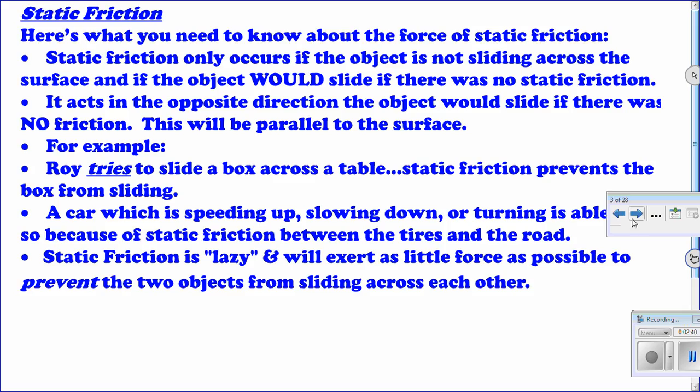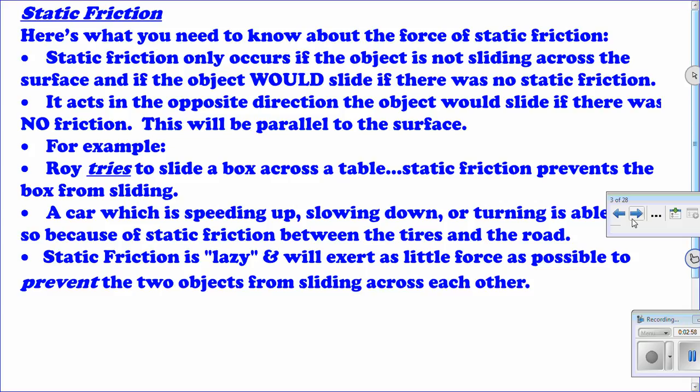All right, so static friction. Here's a whole bunch of stuff that you need to know about static friction. For whatever reason, whenever I save these files, it doesn't save the formatting. So the formatting on your paper is going to look nicer than what it looks like up here. I guess this page is fine, but the next page is going to be a little messed up. Anyway, static friction. Here's what you need to know.